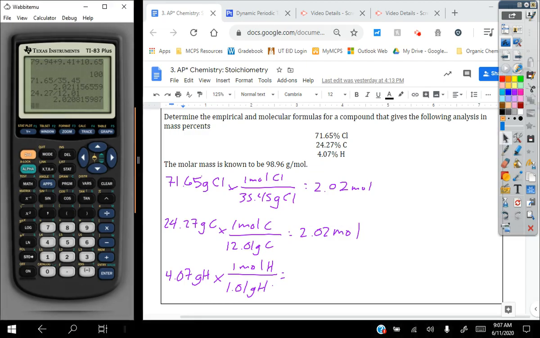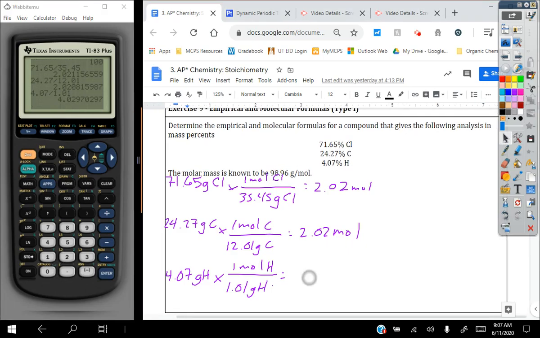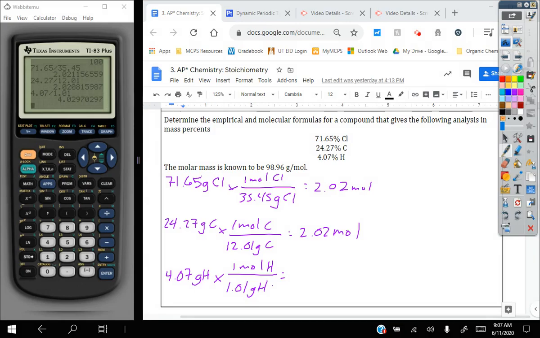And 4.07 divided by 1.01, and we get 4.029. Now, a note here. Again, it's not going to be exact. So this is Cl, C, and H. It's not going to be an exact number most of the time.